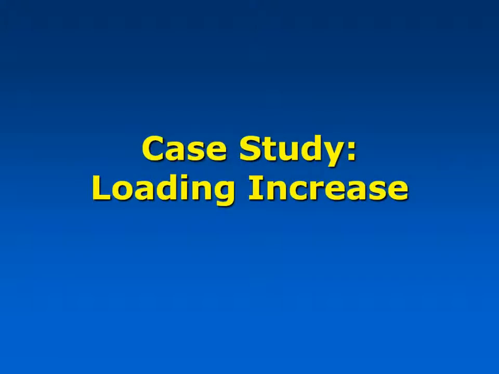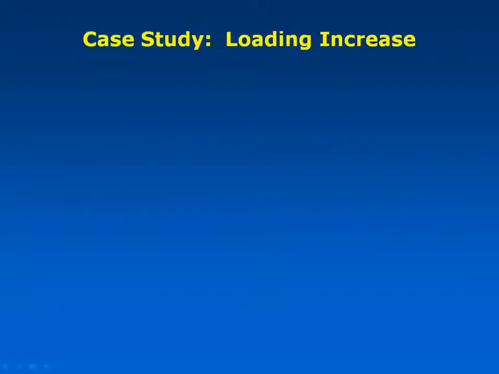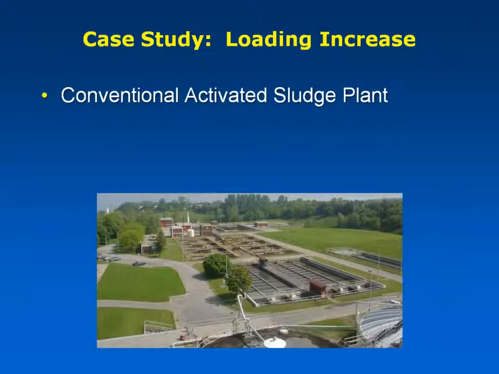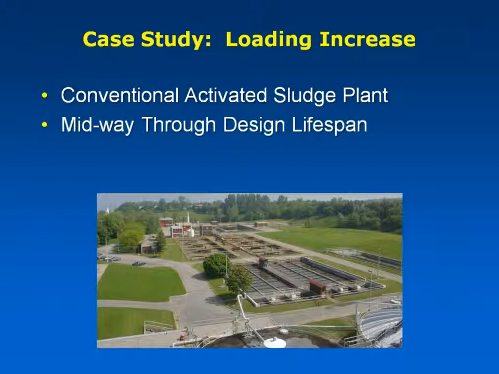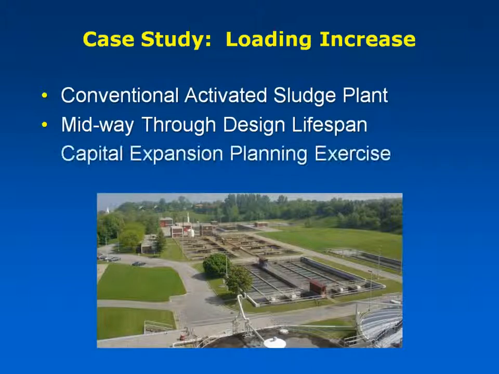So to introduce our basic case study today, this is a hypothetical plant, but you could do this on any number of different types of wastewater treatment systems. We are going to work with a conventional activated sludge plant, such as the kind that is shown in this photograph here. And we're going to work with a plant that we feel is somewhat midway through its design lifespan. So it's something that's been up and running for a while. It's operating well, but it is receiving more flow than it did at one time.